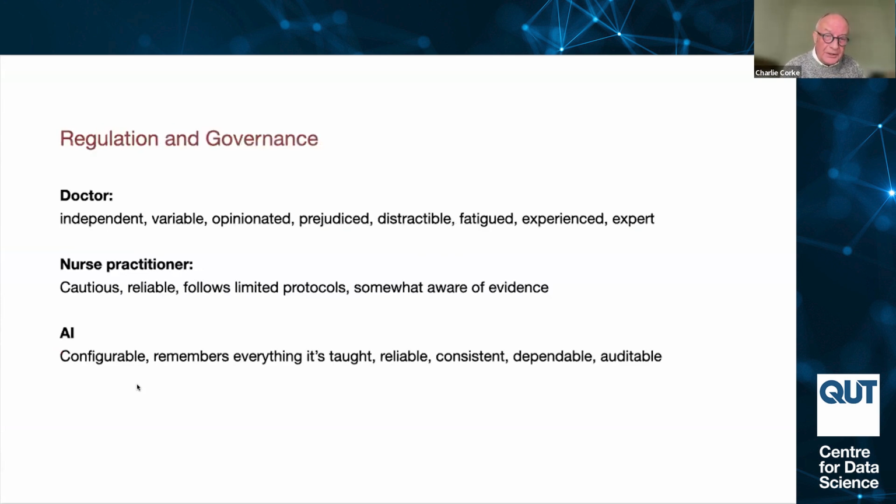So my take on regulation and government is that currently we've got doctors who are independent. They make up their own minds about things. They're very variable. They're very opinionated. They're prejudiced. They're distractible. They're fatigued, but they're experienced and they're experts in their field. The nurse practitioner, because my sister-in-law said the other day, oh, I saw a nurse practitioner, isn't that terrible? They're so unskilled. But actually, the nurse practitioners are cautious, reliable. They follow protocols which are limited in their scope of practice, and they're somewhat aware of the evidence. But it doesn't really matter because their protocols in Australia are very well written.